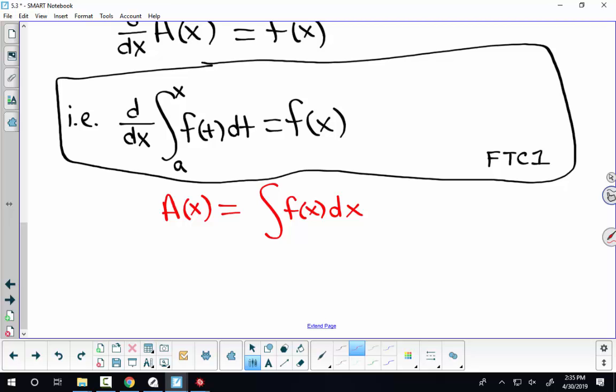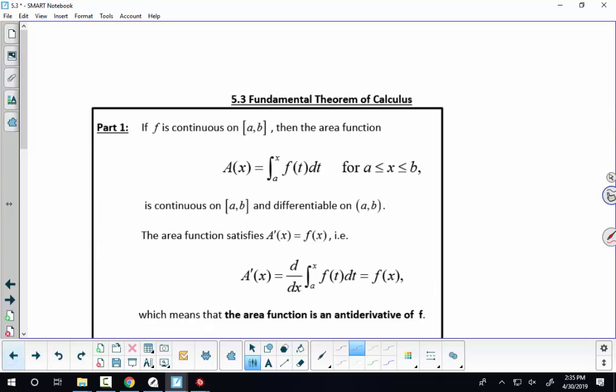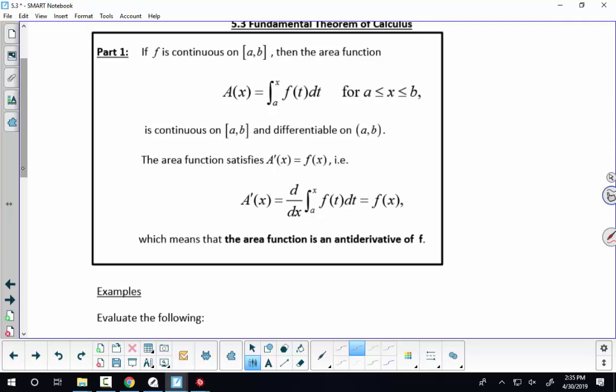So I want to skip the next page and go to this page here, part 1 of the fundamental theorem of calculus, because that's kind of where we ended. It says if f is a continuous function on [a, b], then we have our area function defined. It's continuous and differentiable, and the area function satisfies that the derivative of the area is the function. That is, the derivative, with it all written out. We've seen that a few times, which means the area function is an antiderivative of lowercase f.